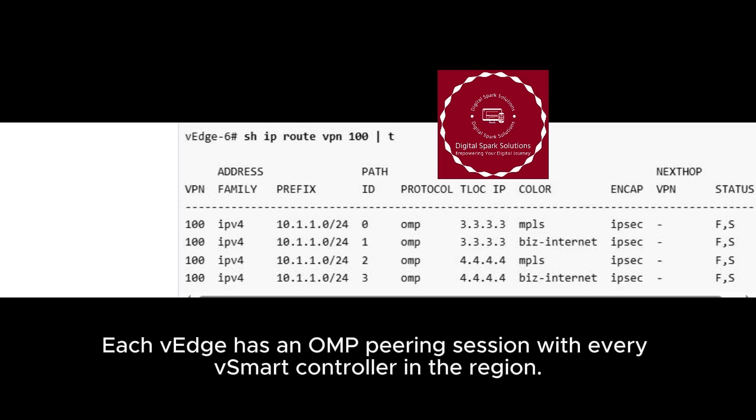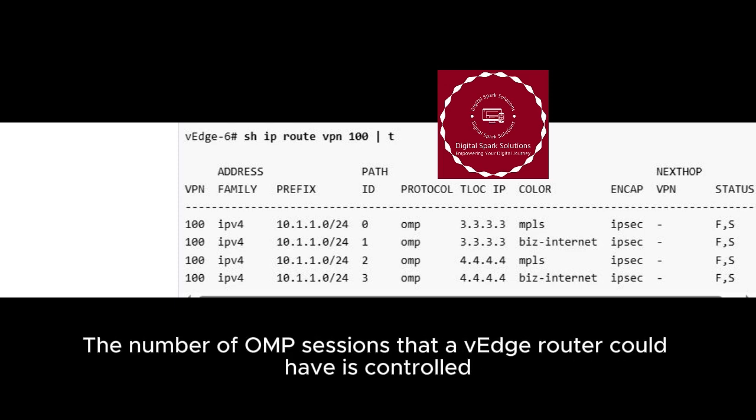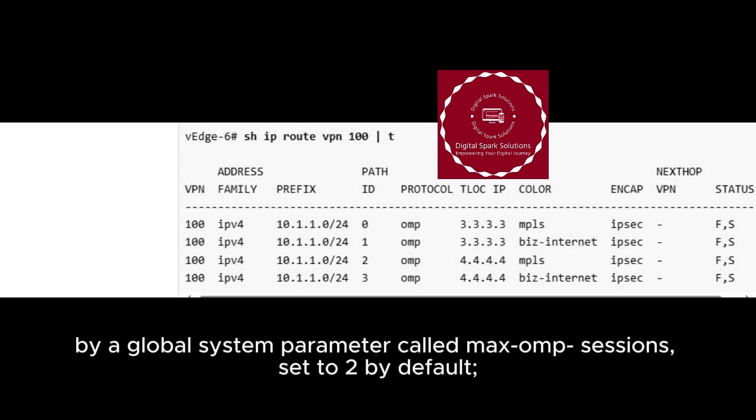Each vEdge has an OMP peering session with every vSmart controller in the region. The number of OMP sessions that a vEdge router could have is controlled by a global system parameter called max OMP sessions, set to 2 by default.